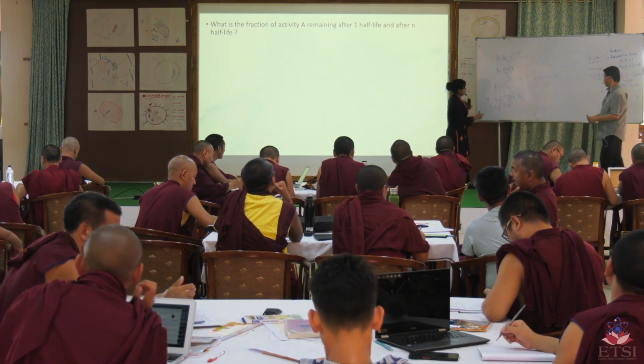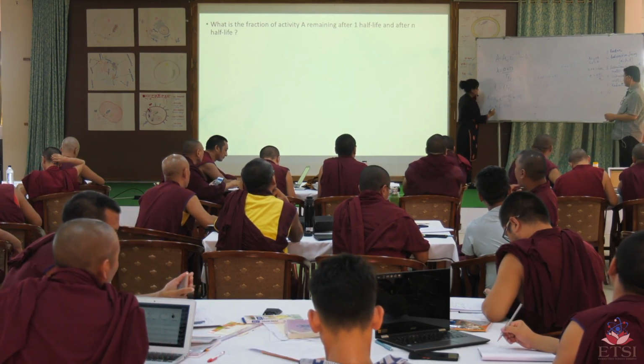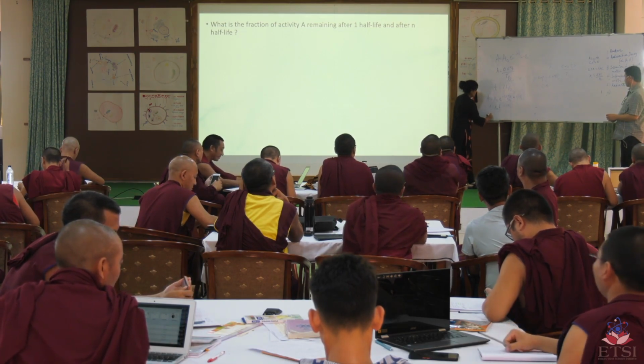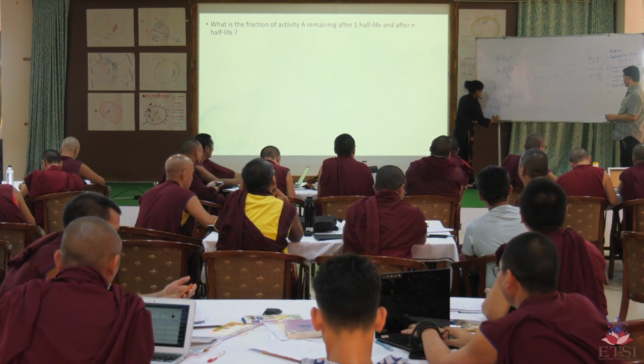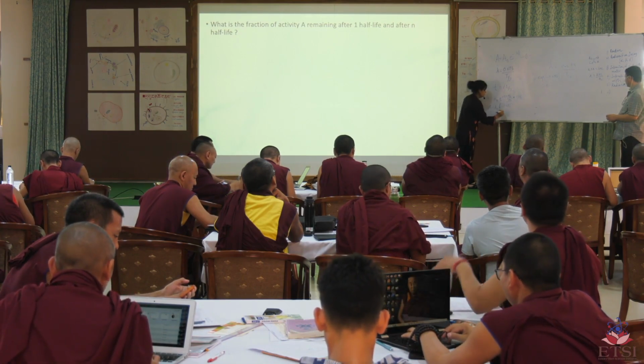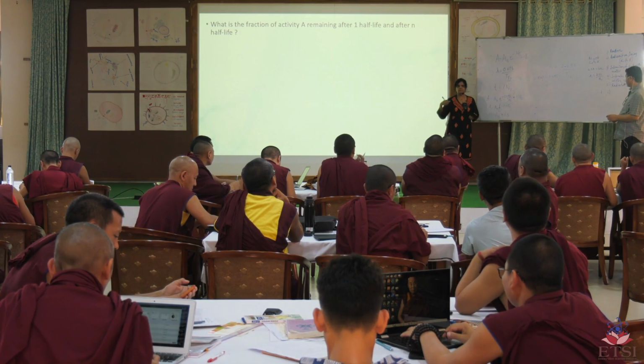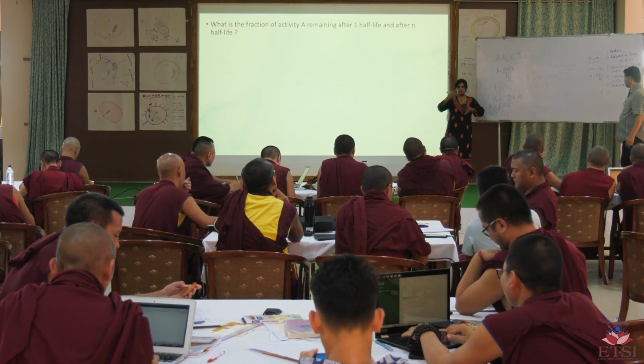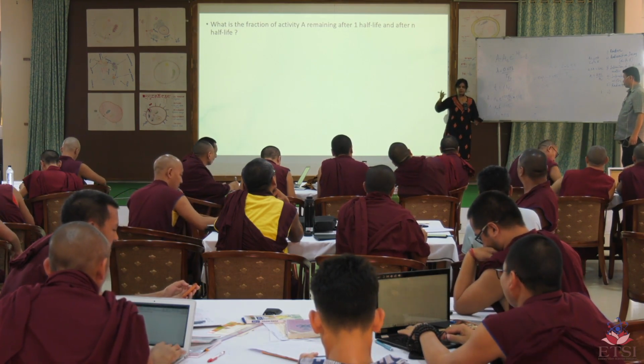So now if I put that value here, what I will get is A equals A naught 0.5, right? I'm just asking the fraction, so make it a fraction. 0.5 is 1 by 2.